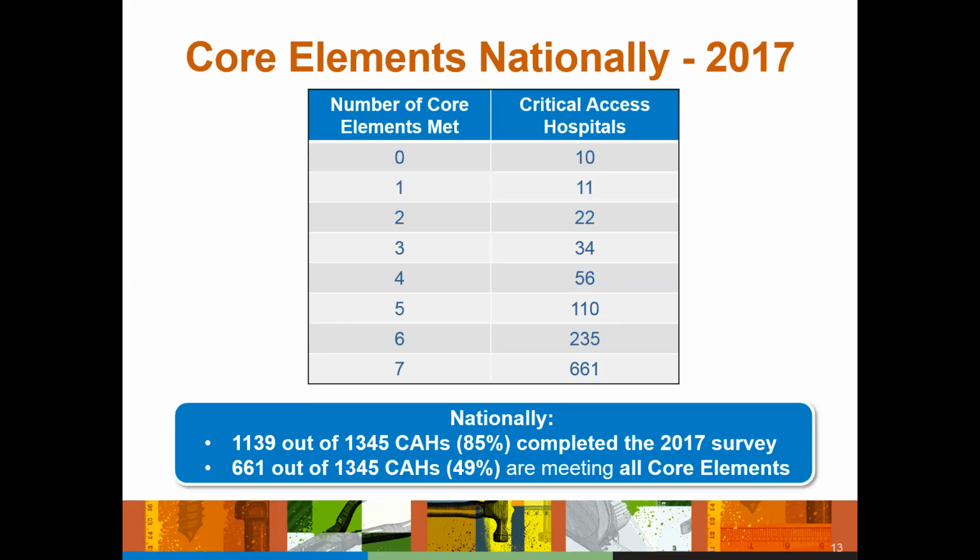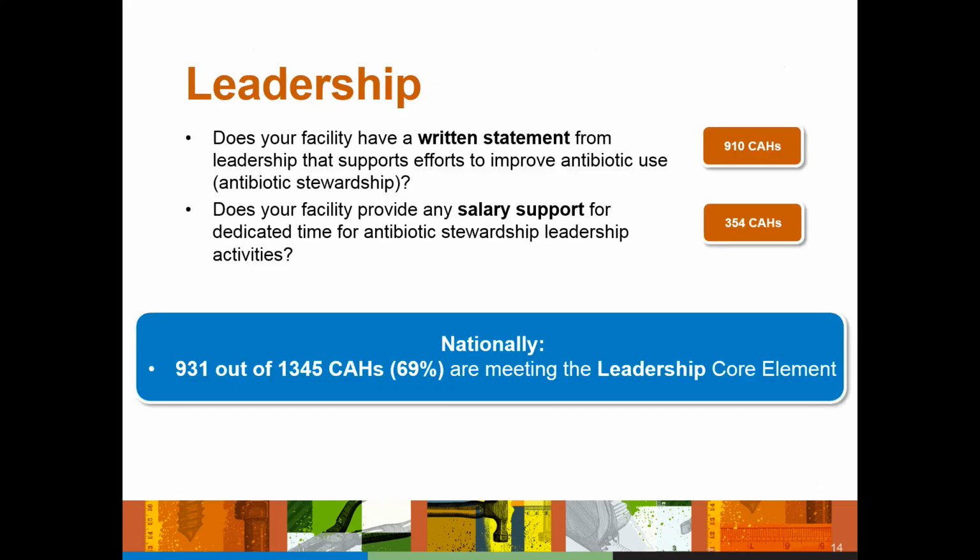Of the 1,345 hospitals nationally in 2017, 85% of them completed the survey, which is pretty phenomenal. And out of all of the hospitals nationally, 661 of them had actually indicated that they're meeting all 7 core elements. So half of the CAHs nationally answered questions on the survey that indicated that they had met all 7 of the core elements. We discussed this last time, but we really want to hit it home that there are multiple ways to meet the core elements of antibiotic stewardship.